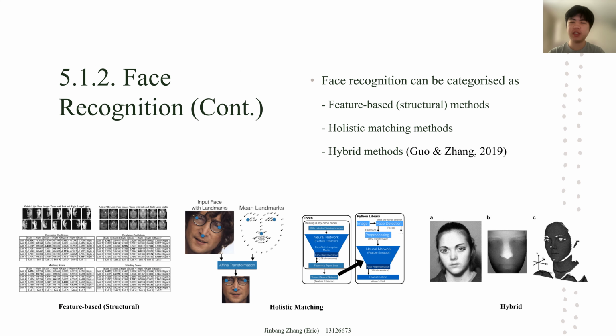Research on face recognition can be categorized as feature-based methods, holistic matching methods, and hybrid methods. Among the 3 of them, the holistic method, originating from statistics and artificial intelligence, has been widely used for its good performance in learning and testing on face image datasets.